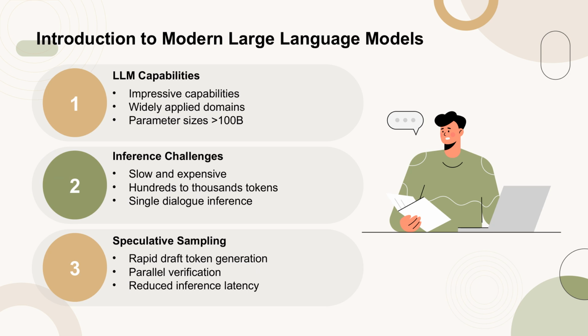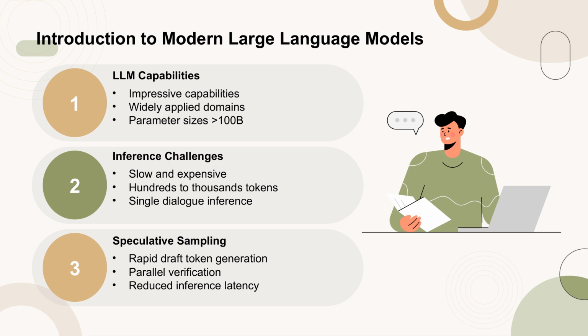Modern large language models, LLMs, exhibit impressive capabilities and are widely applied across various domains. However, their parameter sizes have grown substantially, even exceeding hundreds of billions. During autoregressive generation, each token generation requires accessing all model parameters. In a single dialogue, hundreds to thousands of tokens might be generated, making LLM inference slow and expensive.